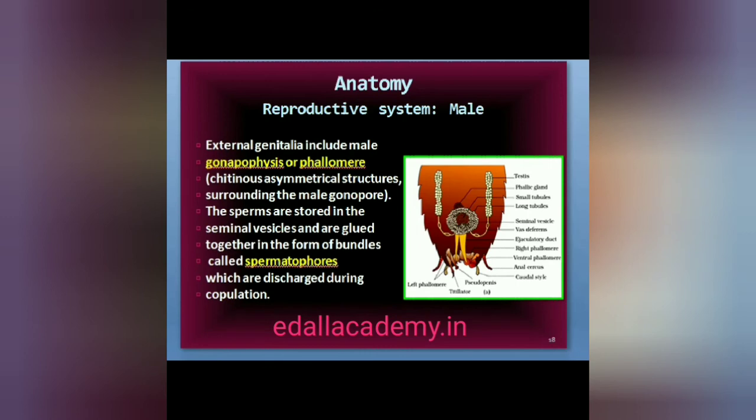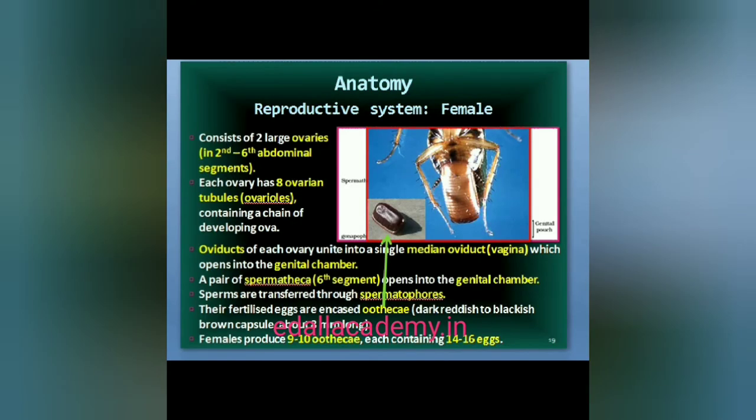The external genitalia are represented by male gonopophysis or phallomere, chitinous asymmetrical structures, surrounding the male gonopore. The sperms are stored in the seminal vesicles and are glued together in the form of bundles called spermatophores, which are discharged during copulation. The female reproductive system consists of two large ovaries, lying laterally in the 2nd-6th abdominal segments. Each ovary is formed of a group of 8 ovarian tubules or ovarioles, containing a chain of developing ova.